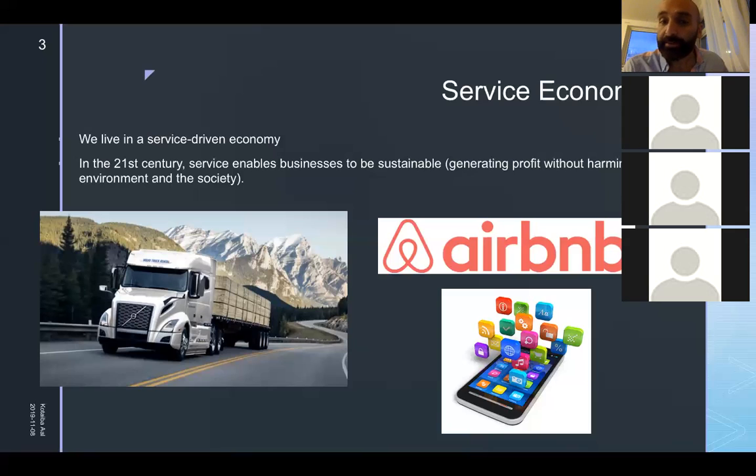Another example I would like to talk about is Airbnb, which is a digital platform that enables users to rent out extra spaces, apartments, housing, and villas. This had not been done before. So Airbnb disrupted the market. And how did this happen? Actually by service.